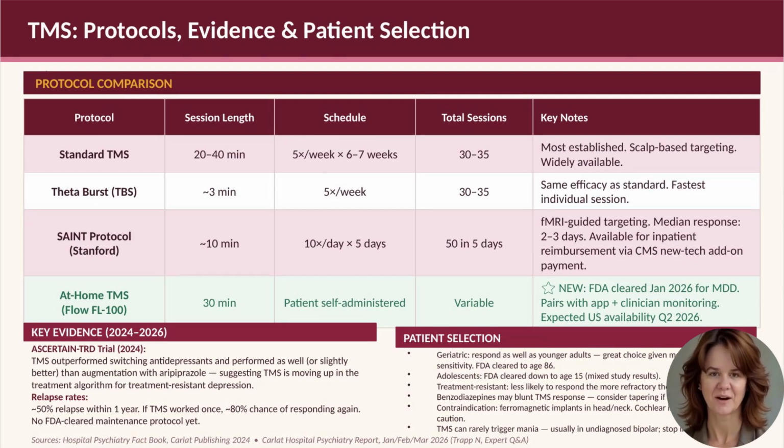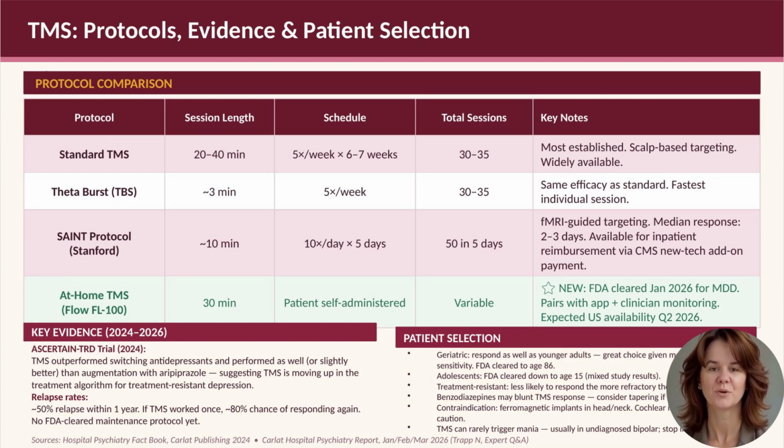TMS protocols vary by intensity, duration, and delivery model, and should be understood as distinct options rather than a single treatment. Standard TMS typically uses high-frequency stimulation at 10 Hz over the left dorsolateral prefrontal cortex, delivered in sessions lasting about 20 to 40 minutes, 5 days per week for 4 to 6 weeks, and remains the most established and widely available approach.